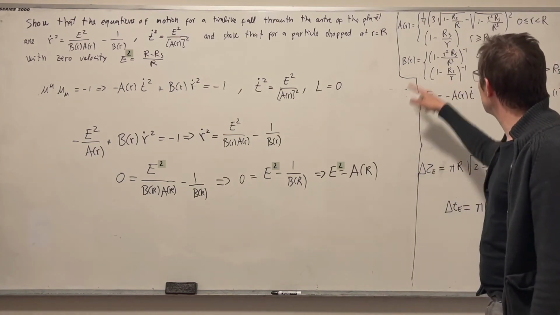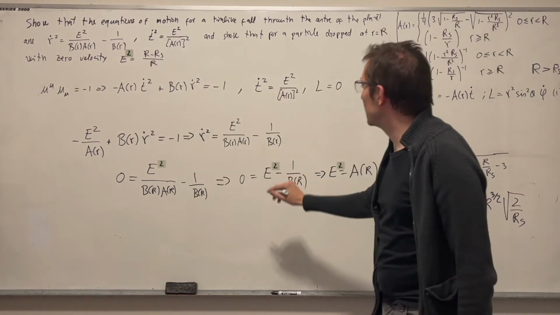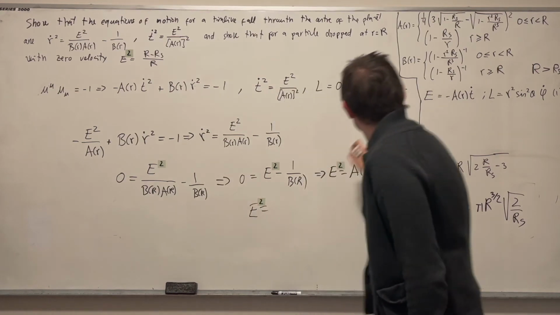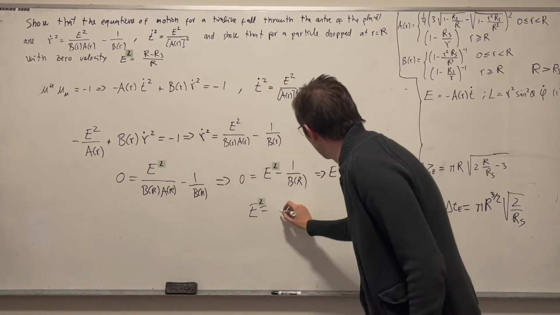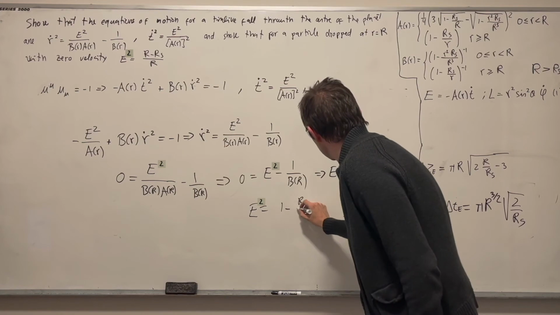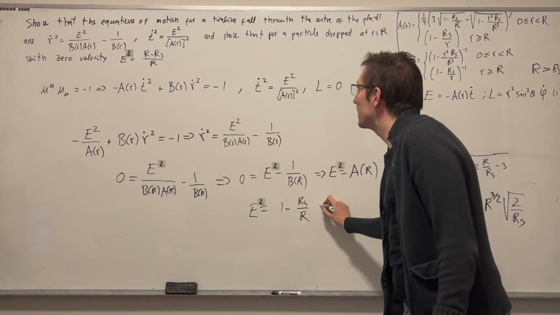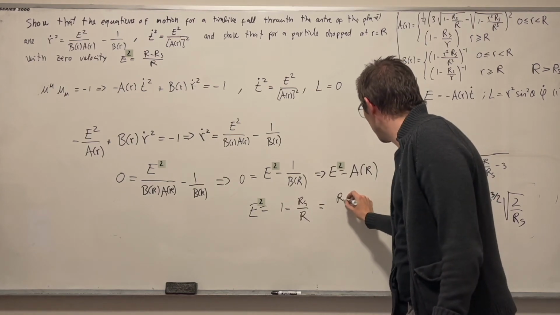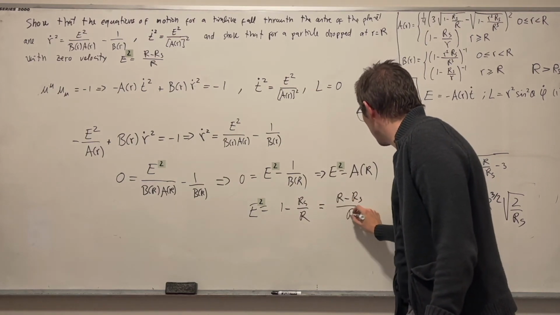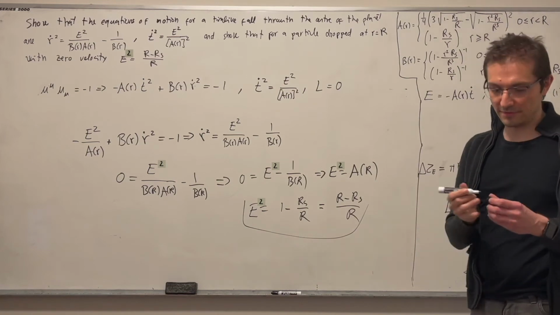And I just substitute, and that tells me that E is equal to, so A(R) is, let me just write from there, 1 minus R_S divided by R, because it's evaluated at R, and of course this is the same as this. I can add these two terms, and I get R minus R_S divided by R, and there we go, we've proven what we wanted to prove.